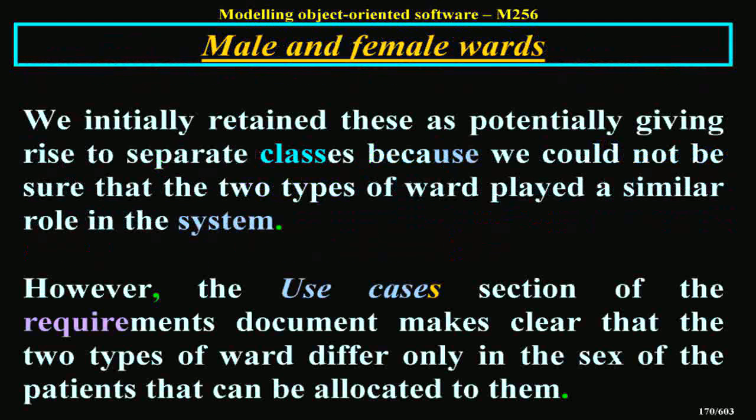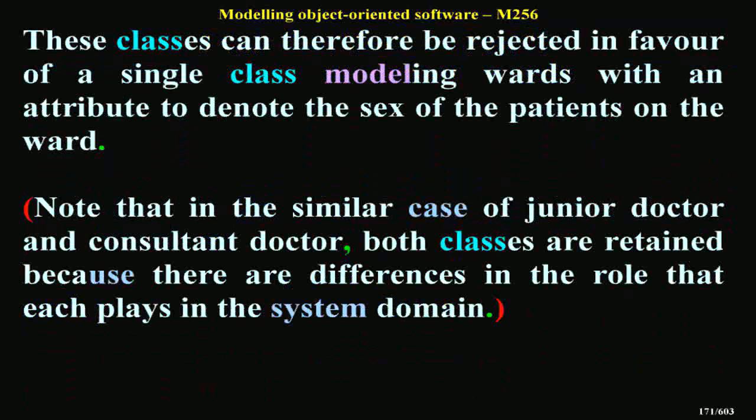We initially retained these as potentially giving rise to separate classes because we could not be sure that the two types of ward played a similar role in the system. However, the use cases section of the requirements document makes clear that the two types of ward differ only in the sex of the patients that can be allocated to them. These classes can therefore be rejected in favor of a single class modeling wards with an attribute to denote the sex of the patients on the ward.